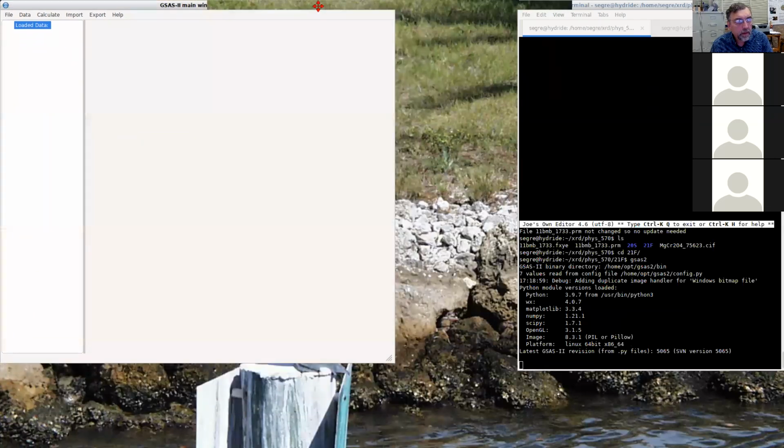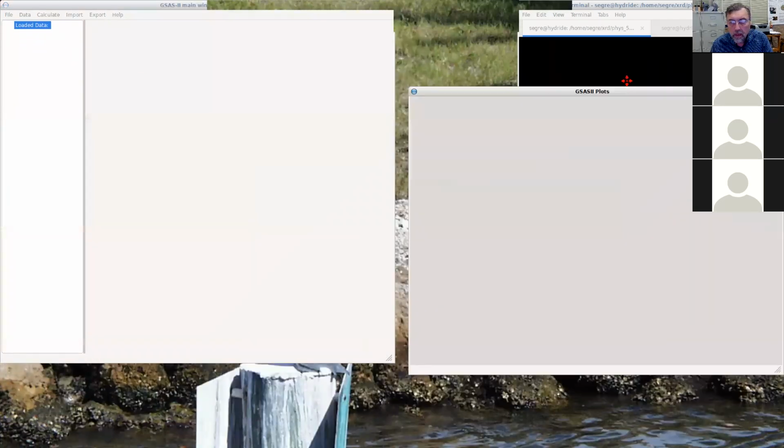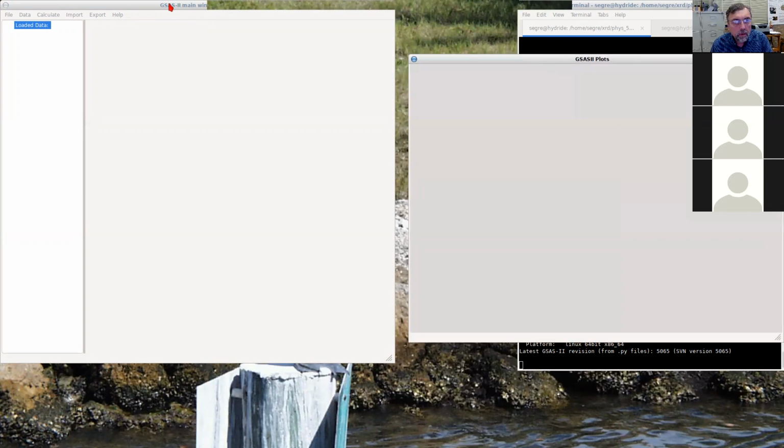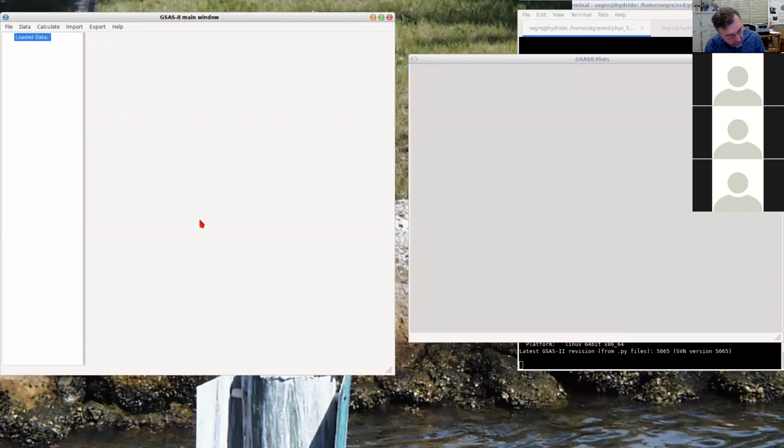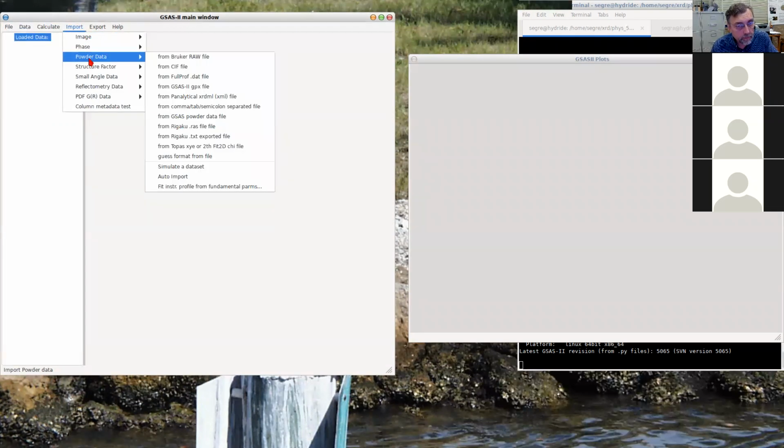So when it opens, it gives you 2 windows, a main window and a plot window. The main window has nothing in it when you first start. And you can open a new structure. You can open a previous data refinement, and lots of different things you can do. But we will open a new project. The first thing we're going to do is import data. So you import powder data, and we're going to import it from a GSAS powder data file.